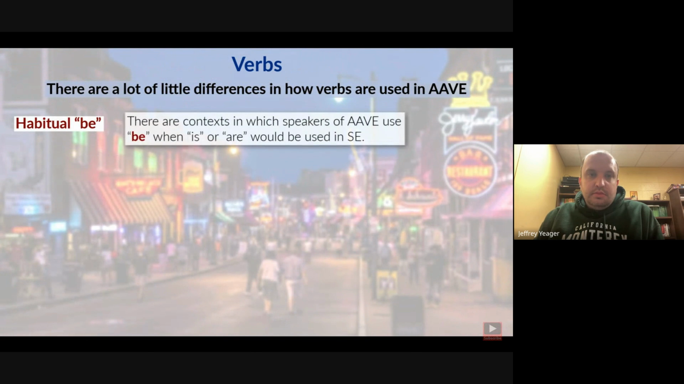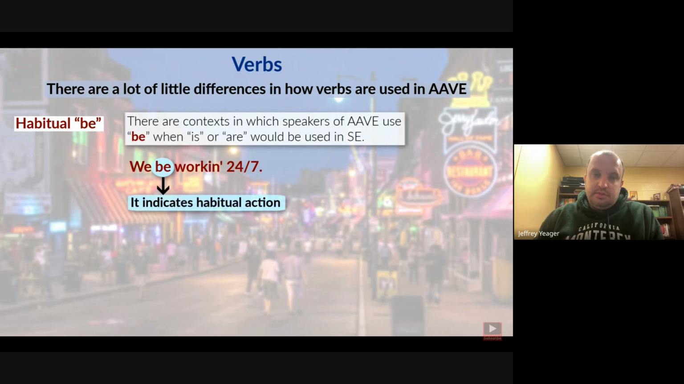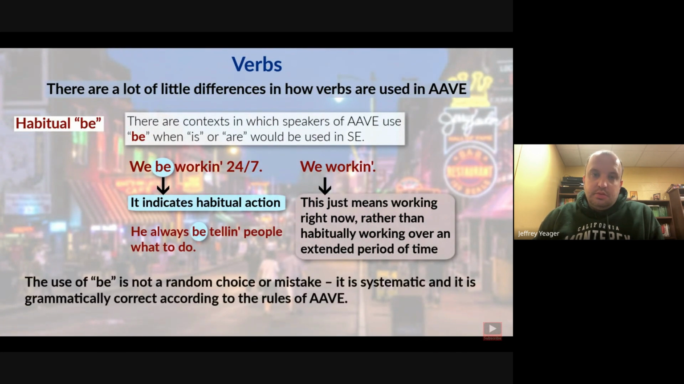Habitual be. There are contexts in which speakers of AAVE use be when is or are would be used in Standard English. For example, We be working 24/7. Be has a special purpose when used like this. It indicates habitual action. This sentence is also possible, We working, but that just means working right now, rather than habitually working over an extended period of time. Another example. He always be telling people what to do. So you can see that the use of be is not a random choice or mistake. It's systematic and it's grammatically correct according to the rules of AAVE.